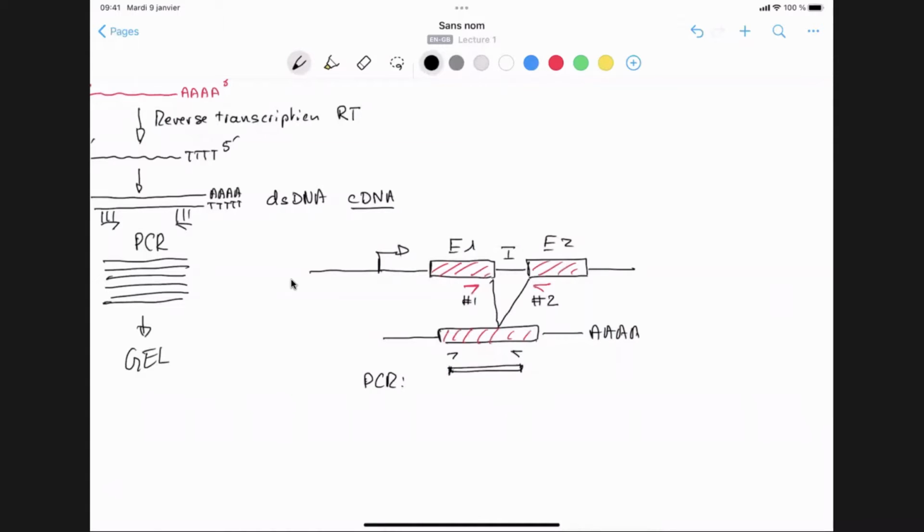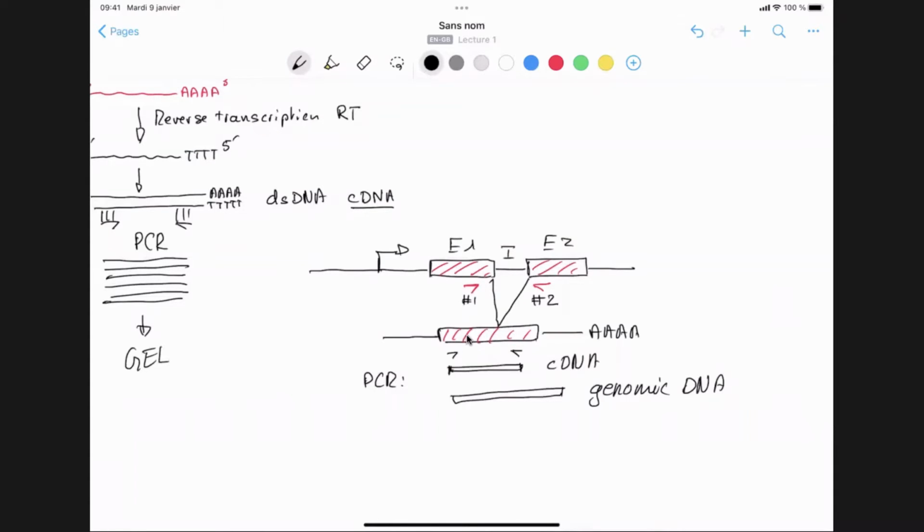But if there is genomic DNA contamination in the sample, you will amplify a bigger PCR product, because the primers will amplify between primer number 1 and primer number 2. So it means the same sequence as the cDNA plus the size of the intron. So this will be the amplification of the cDNA, but the amplification of the genomic DNA will give rise to a bigger PCR product. Do you understand this idea?